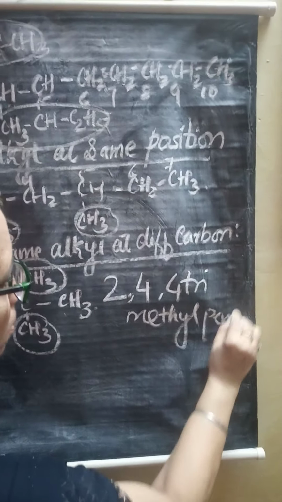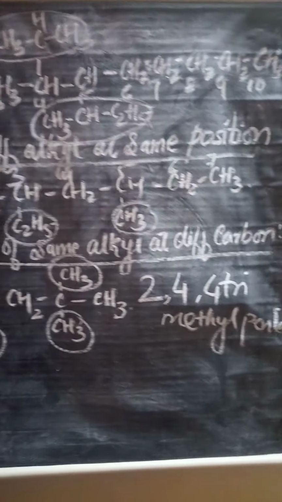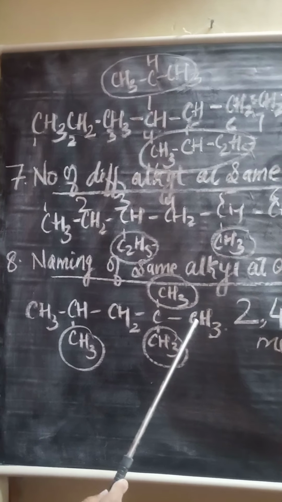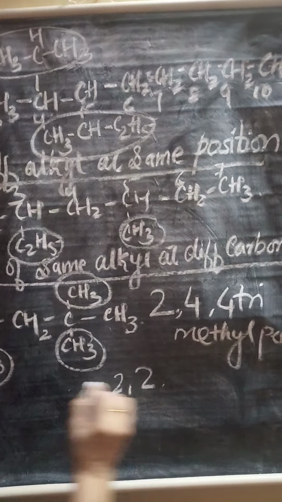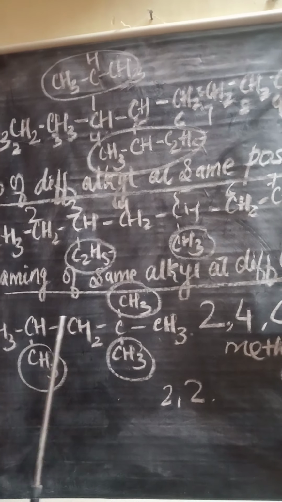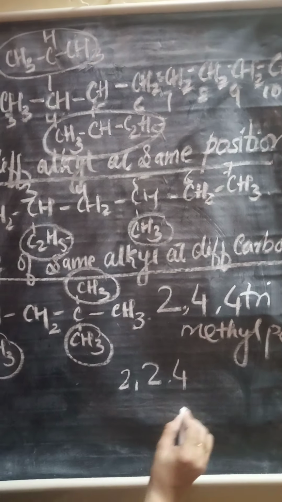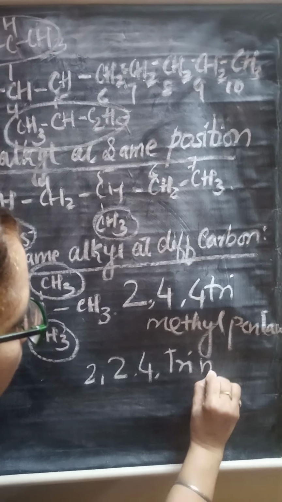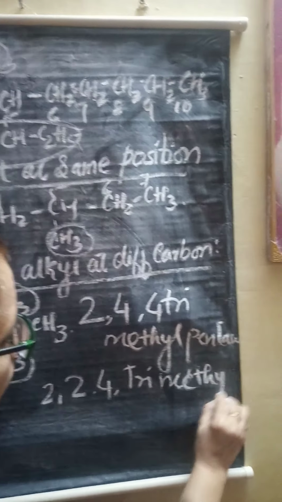The complete chain name is pentane. 5 carbon chain, so pentane. Okay. If we start numbering from this side, what will we get? 2, 2 and 2, 3, 4. 2, 2, 4. Again trimethyl pentane.